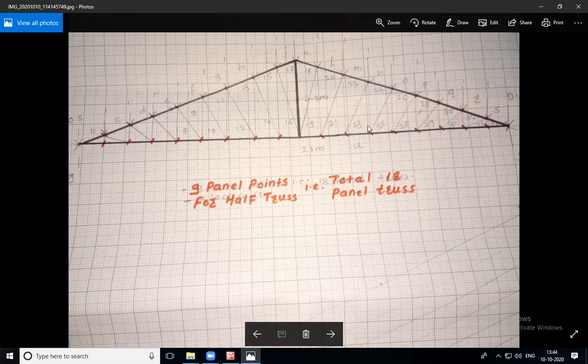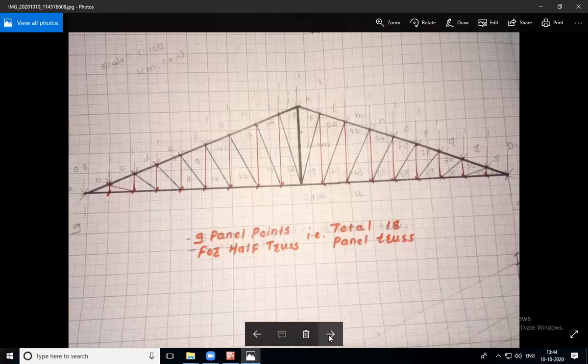Now after drawing these vertical lines or vertical members, complete the inclined members, draw inclined members within the geometry, isn't it? So after completion our truss will finally look like this. Now this red color are the vertical members and the green color are inclined members. Now this is our complete truss.